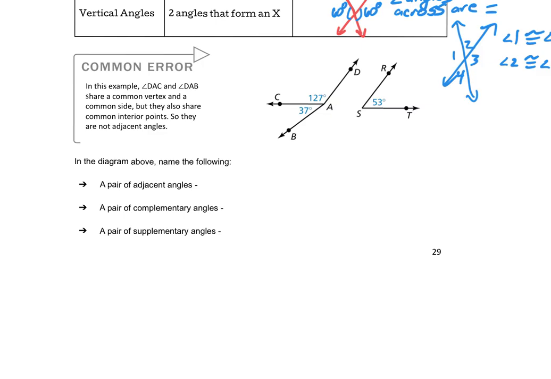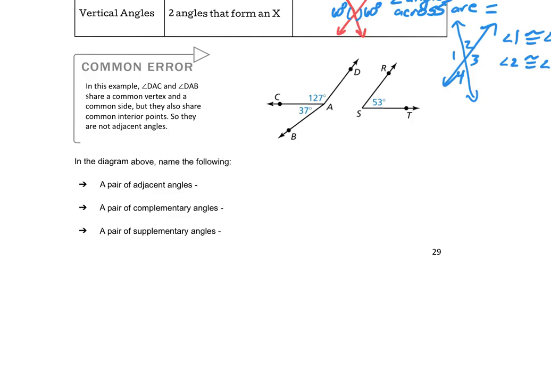So once again, we see one of these common errors. In this case, DAC is this one here. DAB is this one here. They share a common vertex and a common side, but they also share interior points. So they are not adjacent angles, okay? The adjacent angles here would be DAC and CAB because they share the side in between the two.